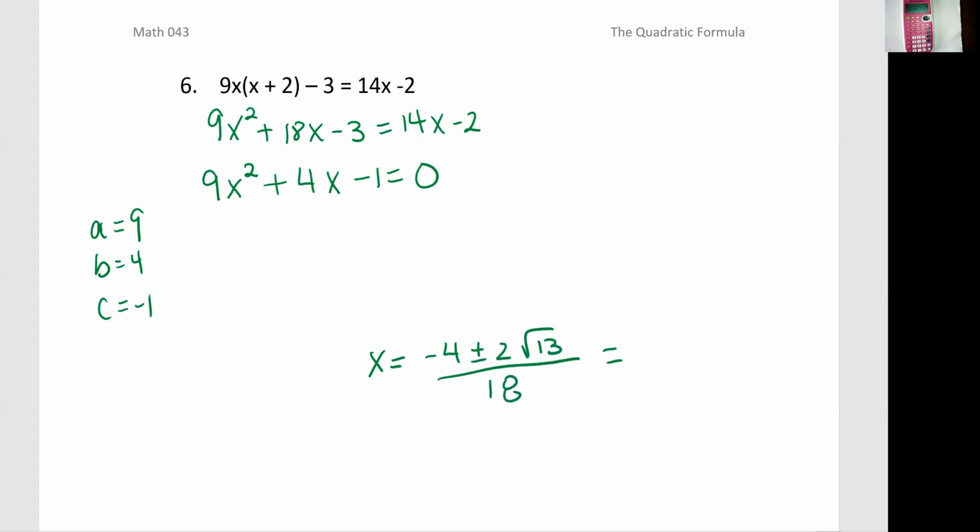And then we would need to simplify this answer because 4, 2, and 18 are all divisible by 2. So our final answer would be -2 plus or minus the square root of 13 over 9.